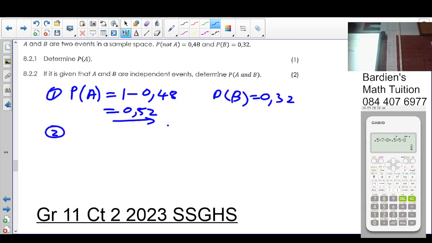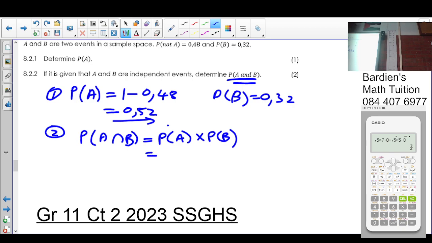Let's look at number 2. I know you guys are upset, this paper is so easy. It is given that A and B are independent events. What does independent mean? Independent events mean that whether one event occurs has no bearing on the other. You guys understand? So, if A and B are independent, determine the probability of A and B. So the probability of A and B is equal to the probability of A times the probability of B.